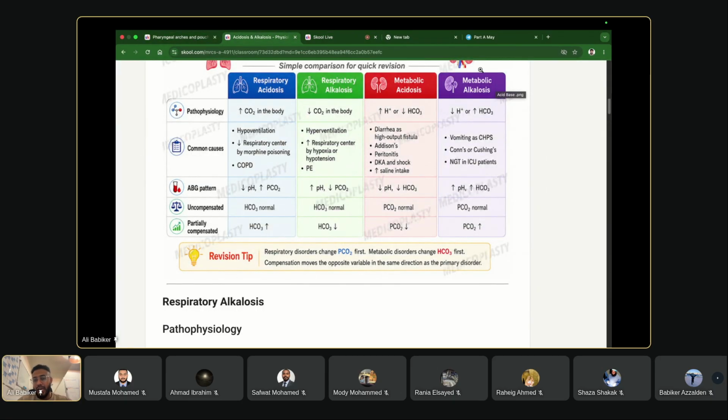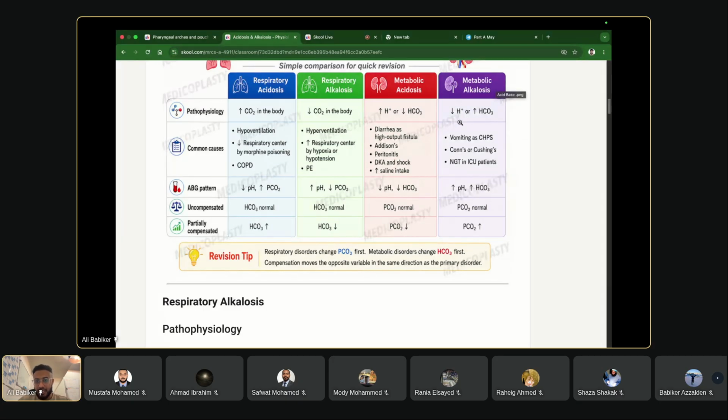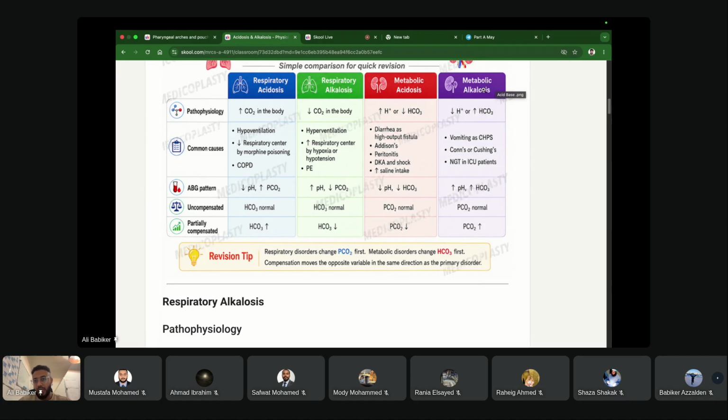All right, metabolic alkalosis. This is due to decreased H+ or increased HCO3. HCO3 we said is bicarbonate. So when it increases, it will increase the alkalinity, and this will lead to metabolic alkalosis. Causes: vomiting, Conn's or Cushing's, NG tube. We'll tell you the pathophysiology in a second.